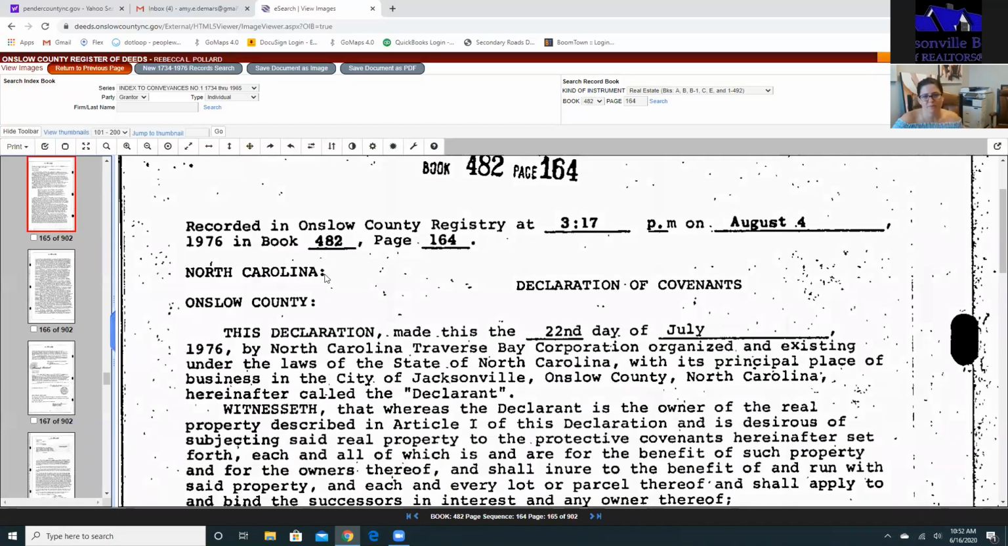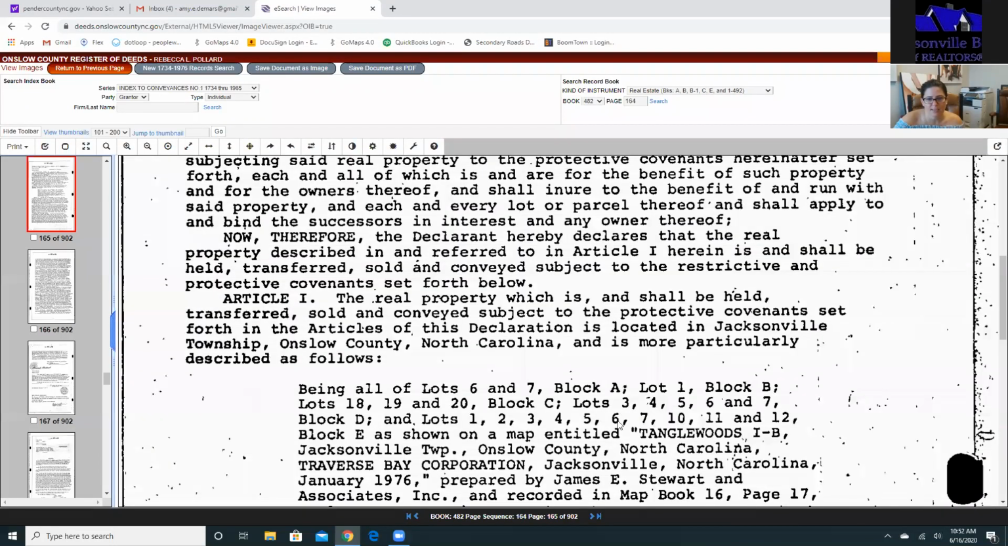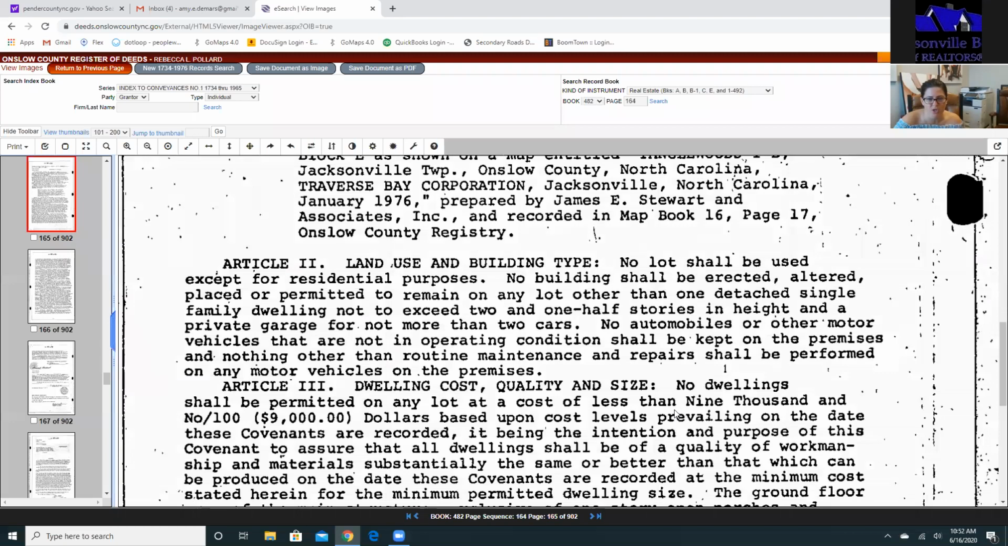Okay, and we found it. Declaration. And Tanglewoods, and let's say I'm looking at lot 20. Okay, so I know these are my restrictive covenants, and here they start.